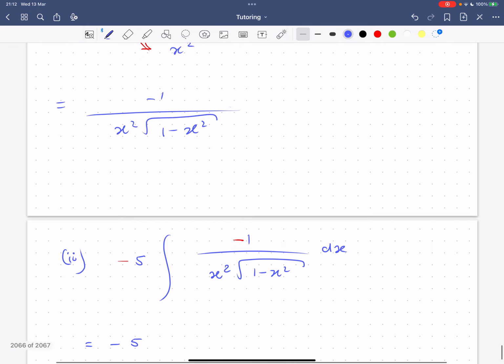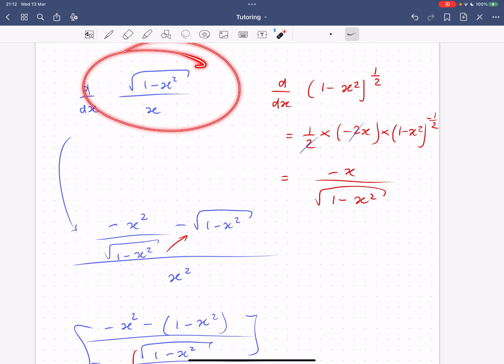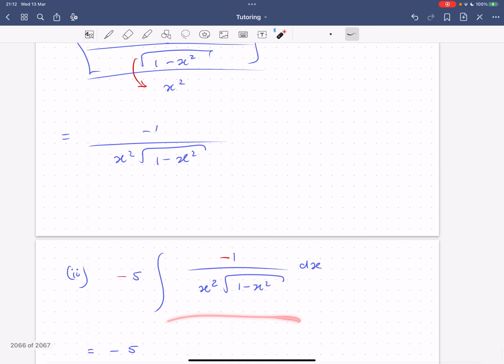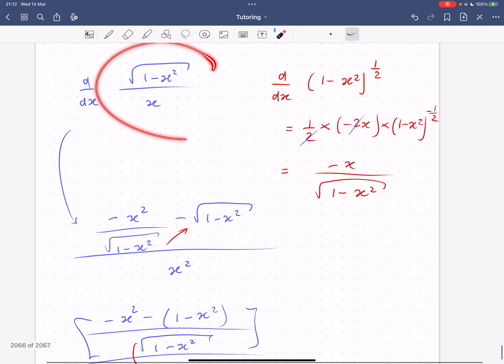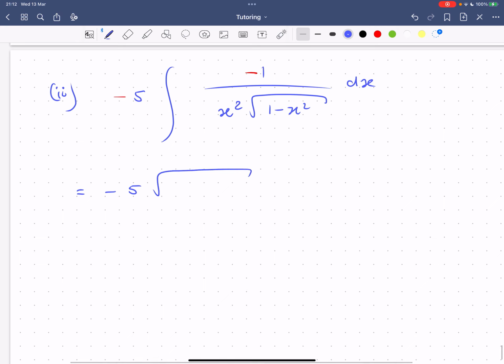Let's look at what our original question was. That there. Minus 5. I know the differentiation of that is what I have in my integral. So if I integrate it, I get back to this. So it's minus 5 times the square root of 1 minus x squared over x, plus c, and that would be our answer.